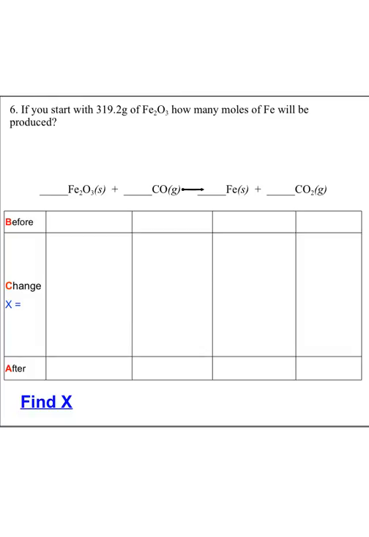All right, last one for this video. Skip ahead in your notes packet to number 6. You can go back and do the other ones for your homework. But this problem says if you start with 319.2 grams of Fe2O3, how many moles of Fe will be produced? So I'm going to balance this equation pretty quick because, again, the focus of this video is working on the stoich. I got 1, 3, 2, 3.